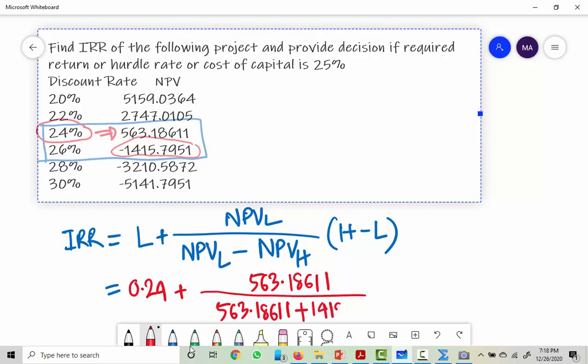Minus a minus always gives a plus. So we can directly write 1415.7951. We can directly write this one because this is the minus from the formula, and again here we have a minus. Minus multiplied by minus gives a plus. And then higher rate minus lower rate, that means the difference between these two rates. Obviously the difference between these two rates is here 2%. So we can directly write 0.02 here. So 2% means 0.02.